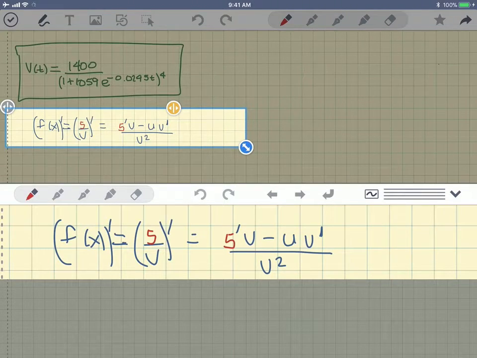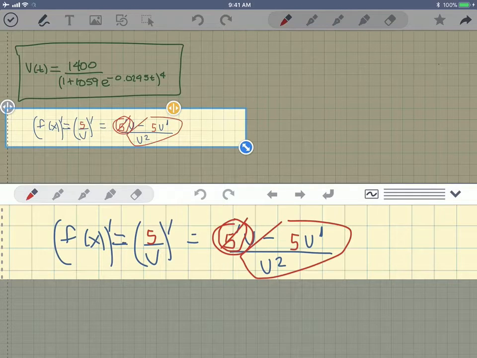Just right here, that would be a 5. This part here becomes a 0. The derivative of any constant is 0. So you can erase that, and we don't need that part. All this is 0. So all you need is this part: a constant times u prime over v squared.